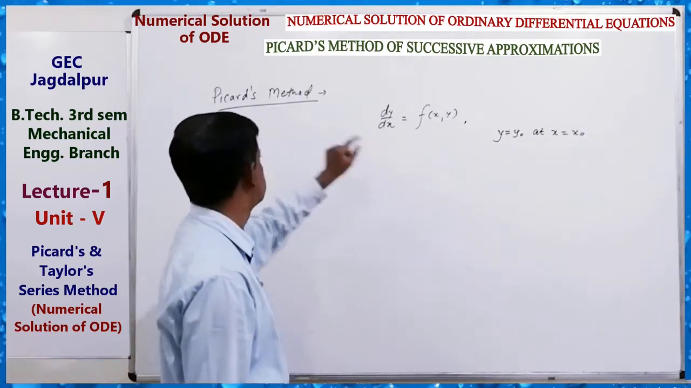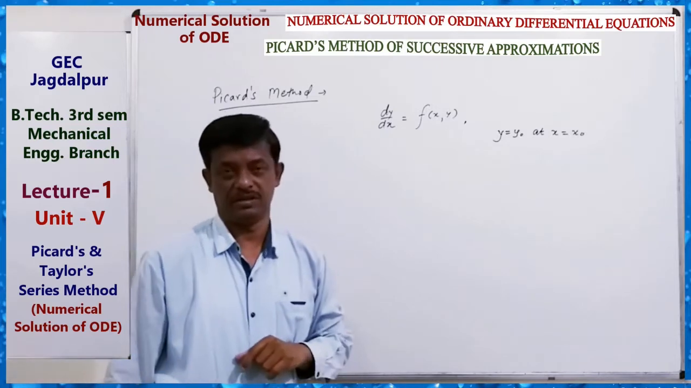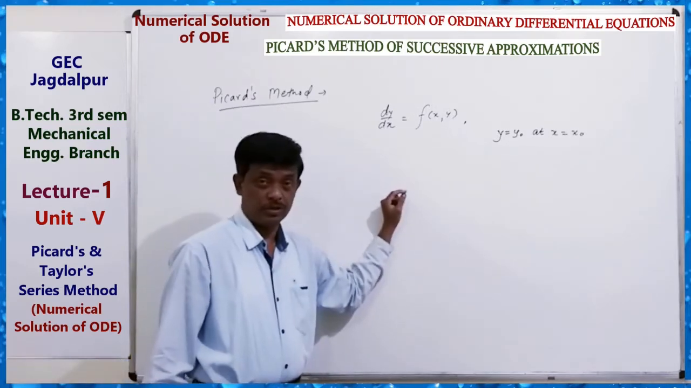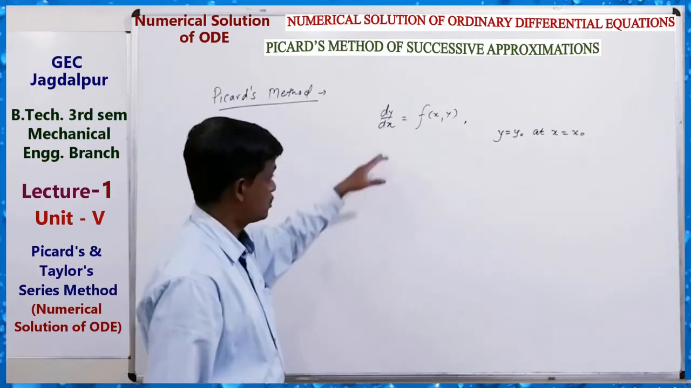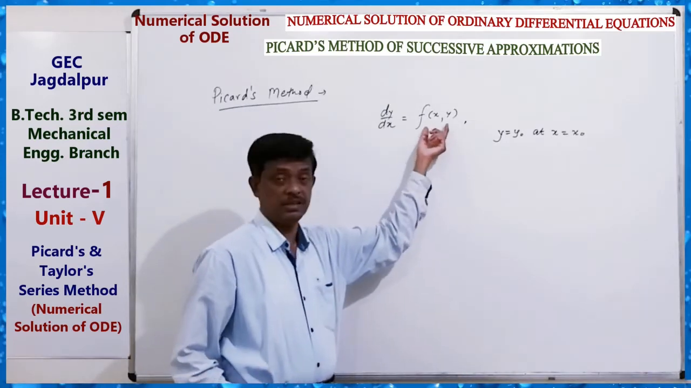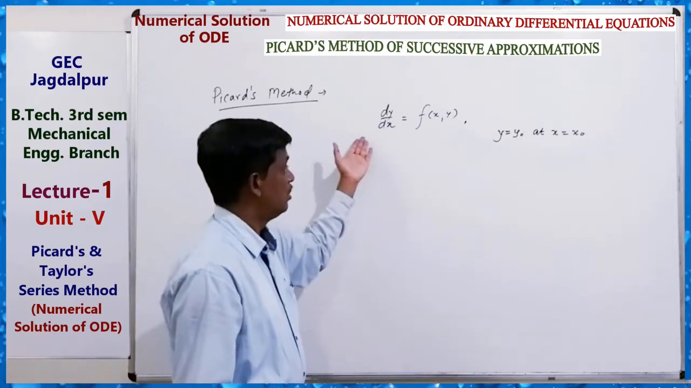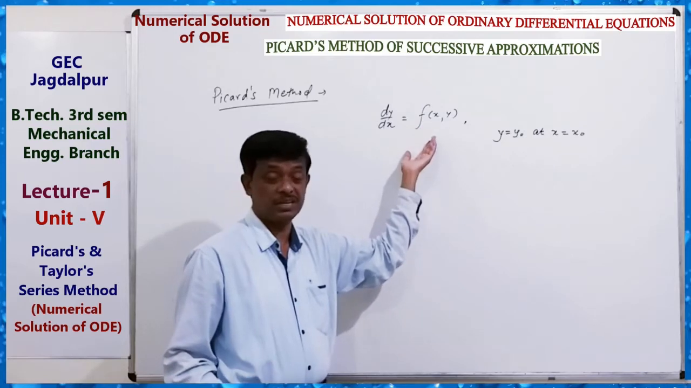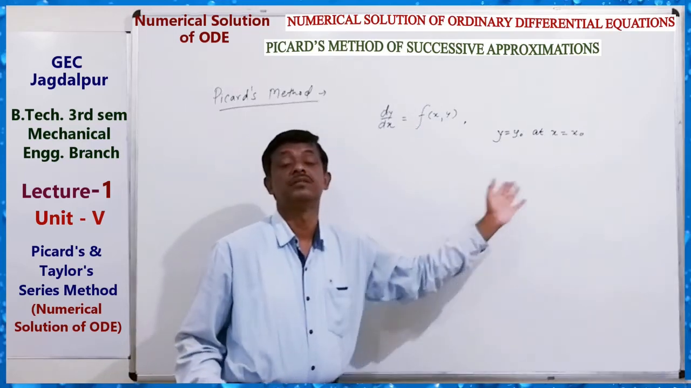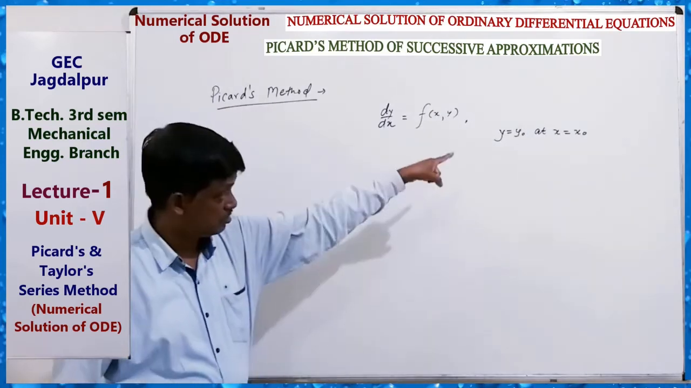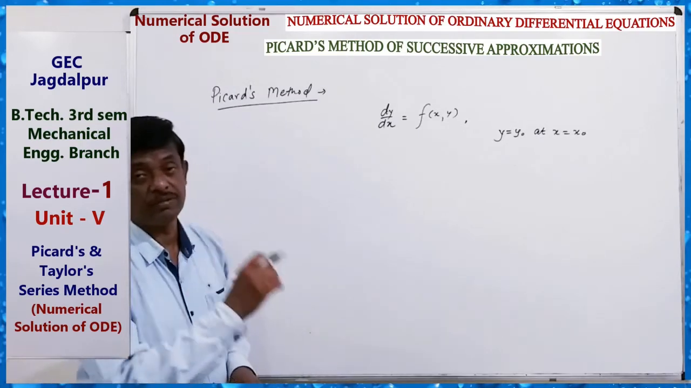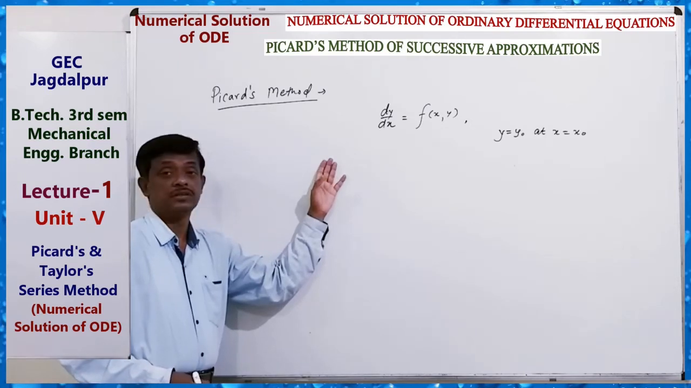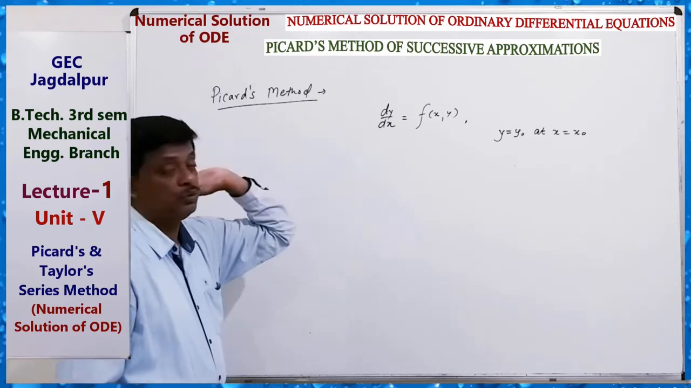For solving this by using Picard's method, numerical methods are used. We can also solve this another way. If f(x, y) is in a standard form, then we can use an analytical method, and using this condition we can get the value of the constant, and we can get the value of y as a function of x. But for numerical methods, what we have to do? Just find the value of y.